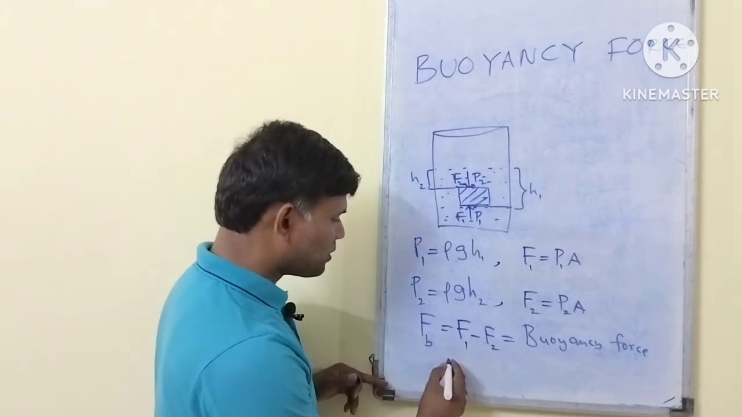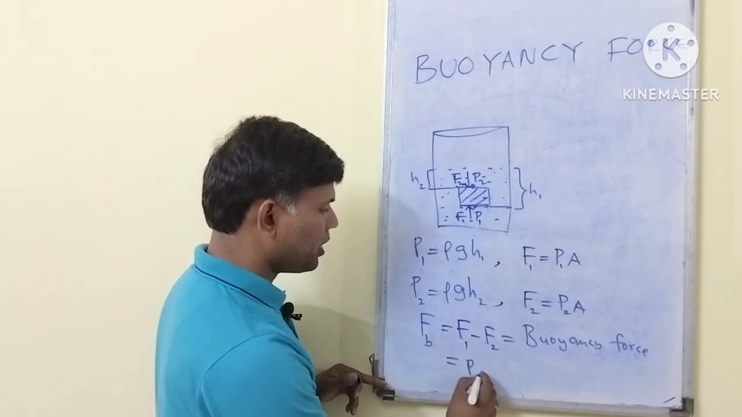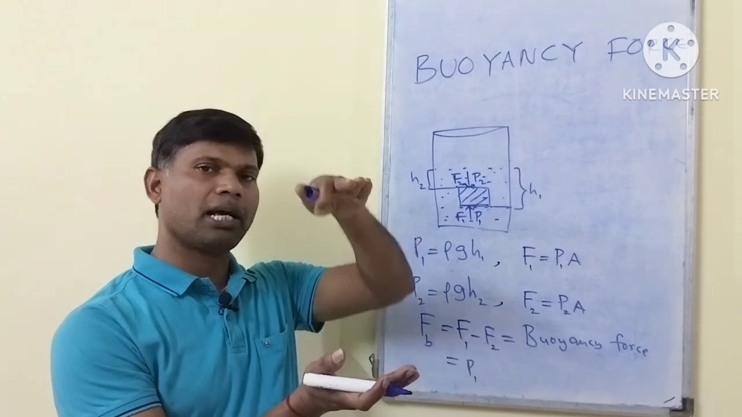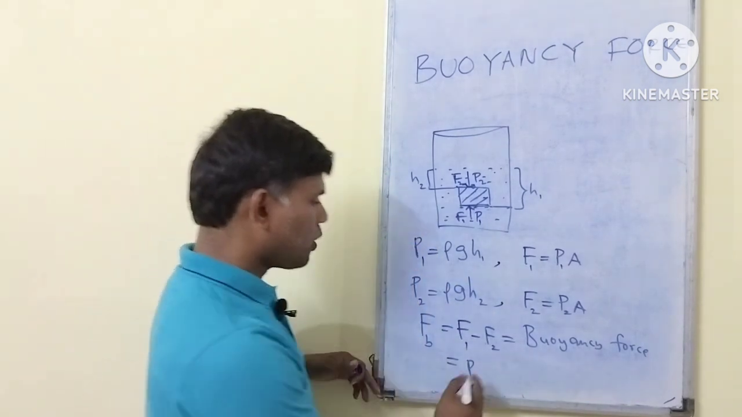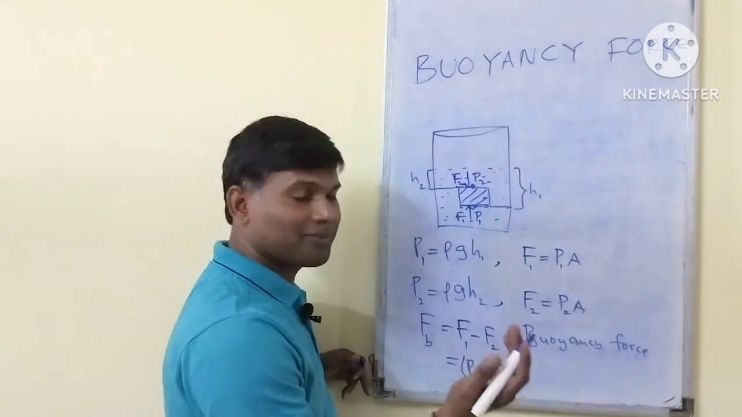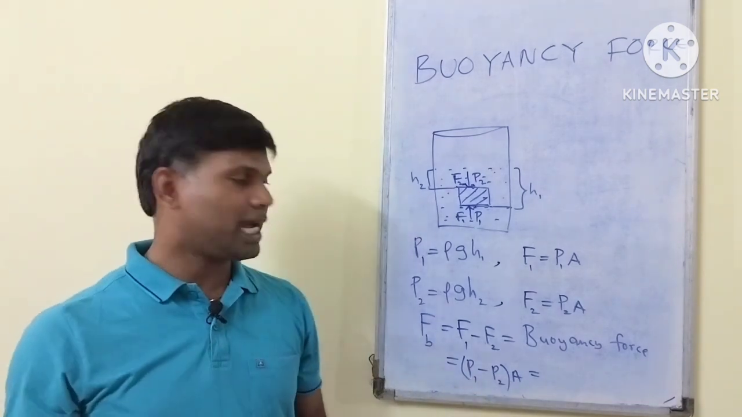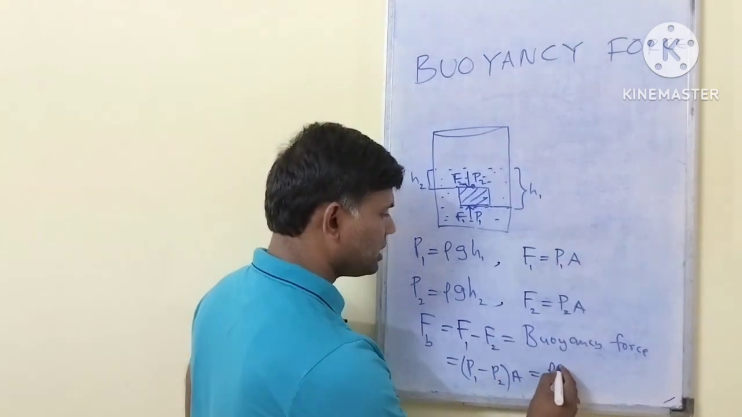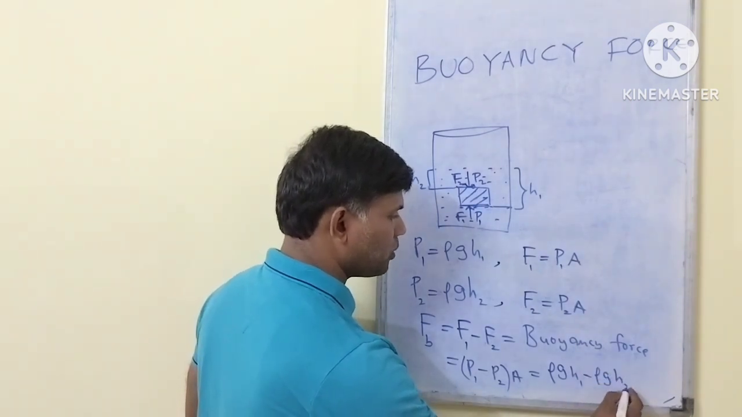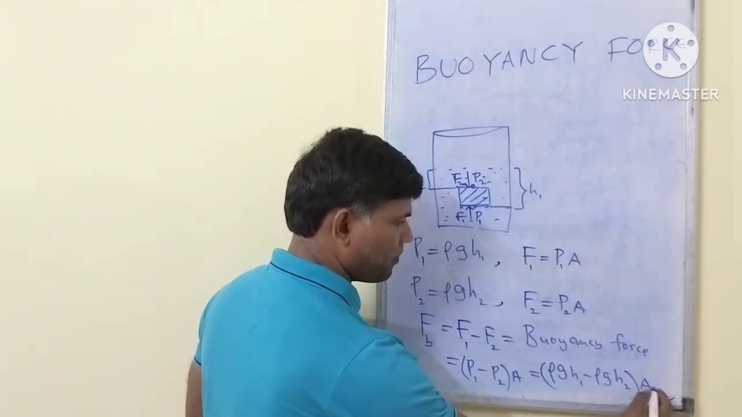Okay. Now you can substitute. F1 is equal to how much? P1 into A. A is the area. The area of the bottom of the object is the same as the area of the top of the object. So (P1 minus P2) into area. What is P1? Rho g h1 minus rho g h2, into area.